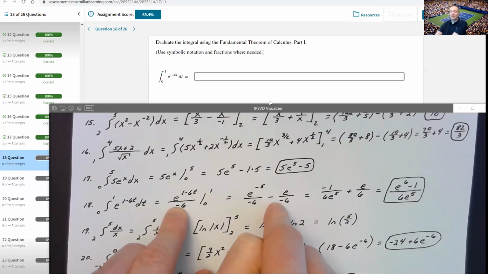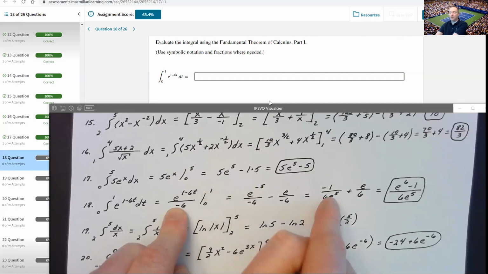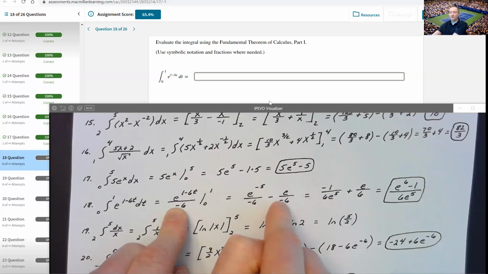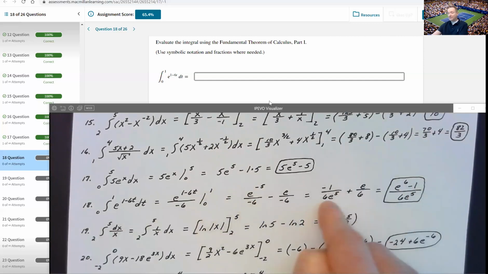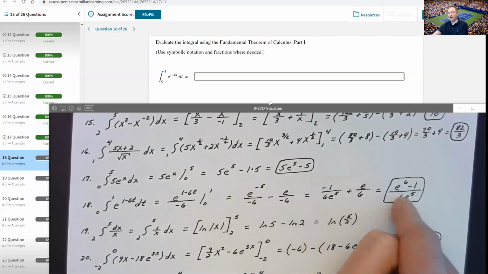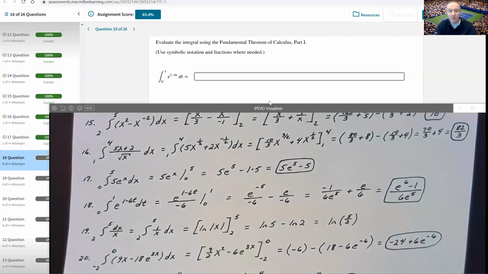So I went ahead and said this first one's the same thing as negative 1 over 6e to the 5th. And then I'll have plus e over 6. And that would be a fine answer. What I did is I've got a common denominator. I multiplied this second fraction by e to the 5th over e to the 5th to get a common denominator of 6e to the 5th. And then that would give me a numerator of negative 1 plus e to the 6th, better written as e to the 6th minus 1.